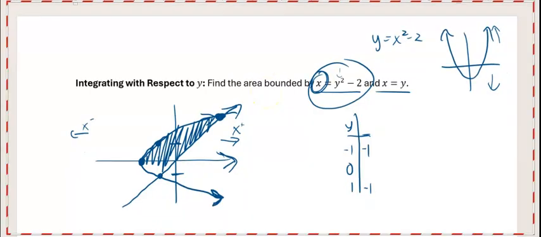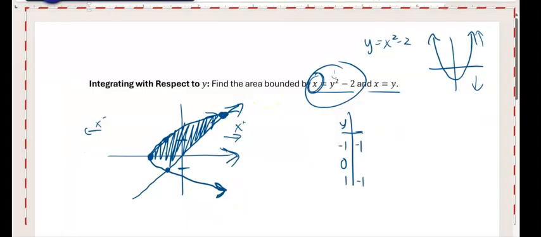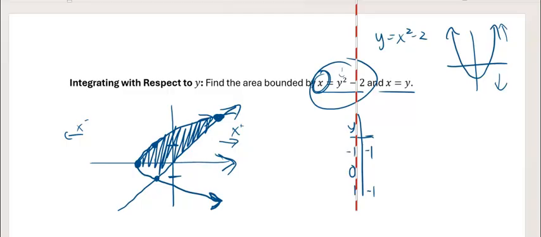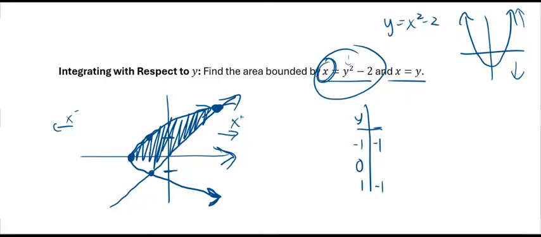We're going to integrate over y, so our bound's got to be y, our function's got to be y. My first question to you is, what function goes on top, the y squared minus 2 or the y? Which one's bigger? So you got to stop thinking in terms of up and down and thinking in terms of right to left. Which function is always further to the right? Well, that's your line y equals x, right?